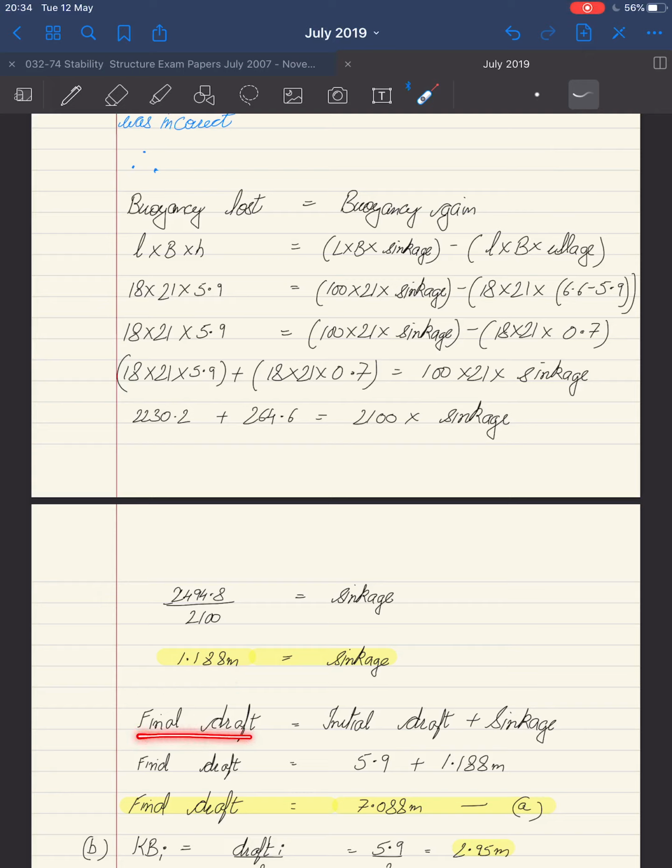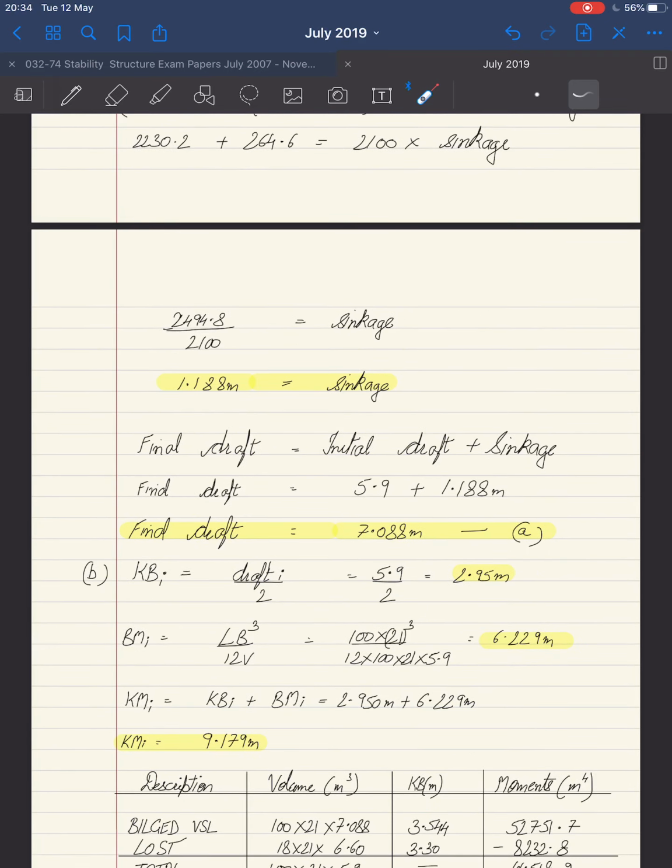So final draft is equal to initial draft plus sinkage. So final draft is equal to 5.9 meters, which was the initial draft of the vessel, which was given in the question, plus sinkage, which is 1.188 meters, which has come from this part. This has given us the final draft as 7.088 meters. So this is the answer for part A of the question. We'll now calculate part B of the question, which asks us to calculate the change in GM.